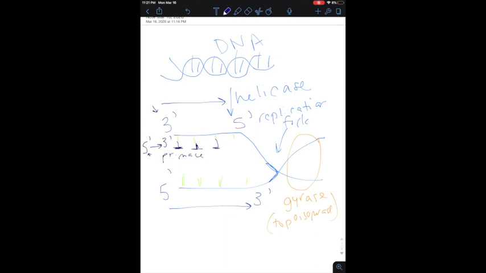Now, it also needs to do it for the bottom strand. So again, it needs to make it in the 5' to 3' direction. So primase is going to lay down the primer, telling DNA polymerase 3 where to start. Now, this bottom strand is going to cause an issue, right? But we'll talk about that in a second.